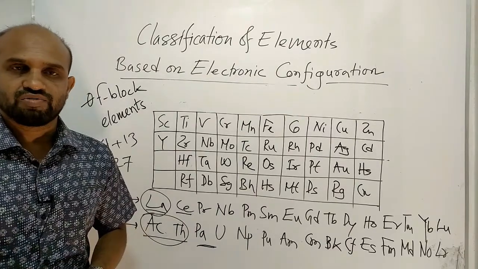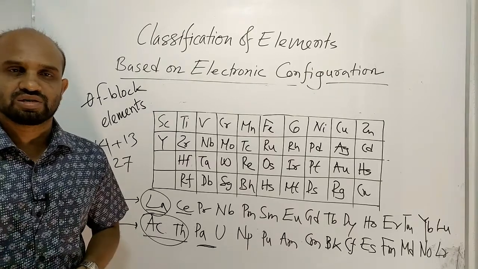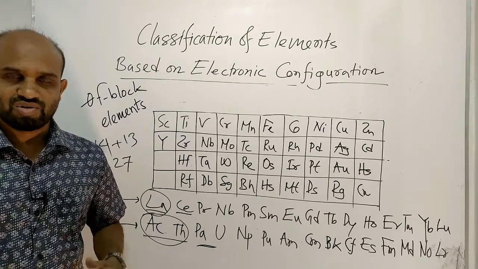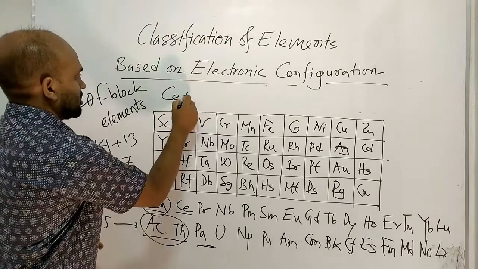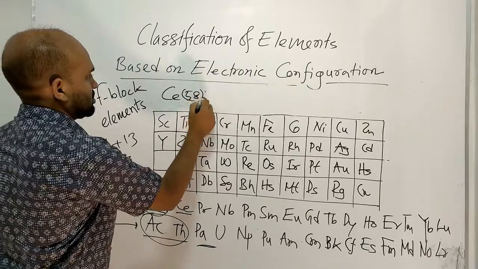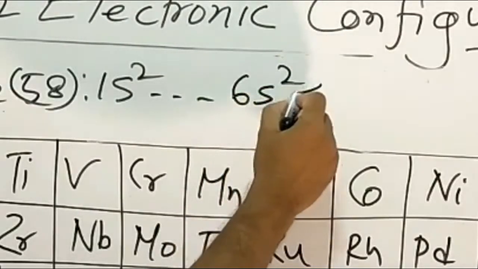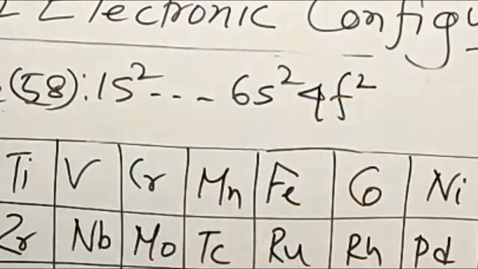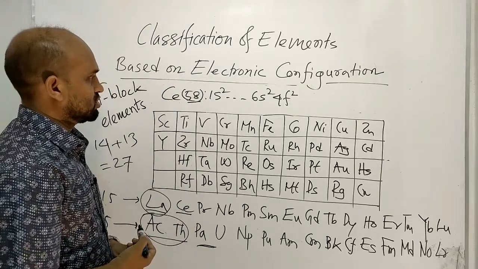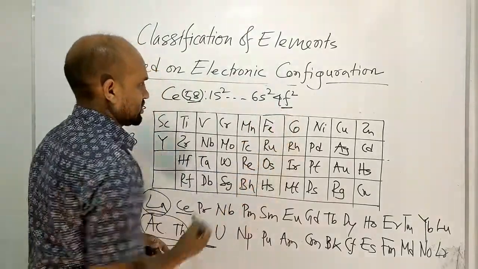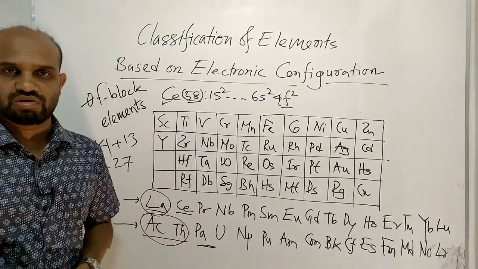And the definition of F block elements is the elements in which the last electron enters the f orbital are called F block elements. Let's see an example. Cerium 58, 1s2, 6s2, 4f2. That means the 58th electron enters the f orbital. So cerium is a kind of F block element.